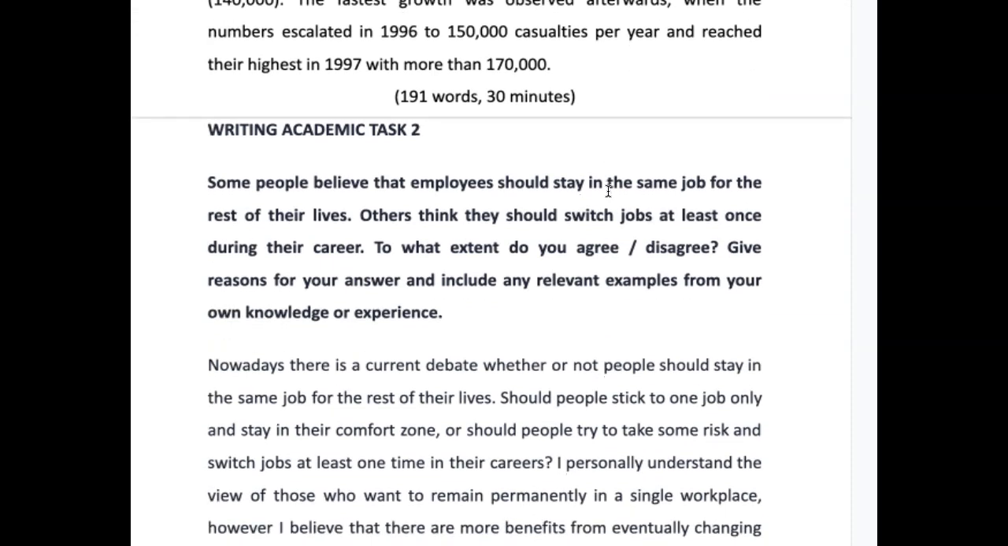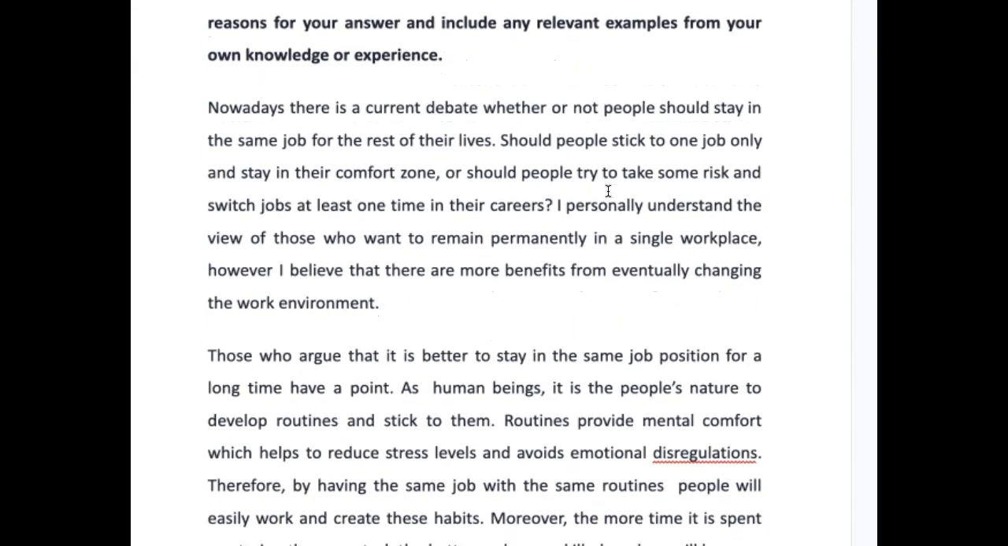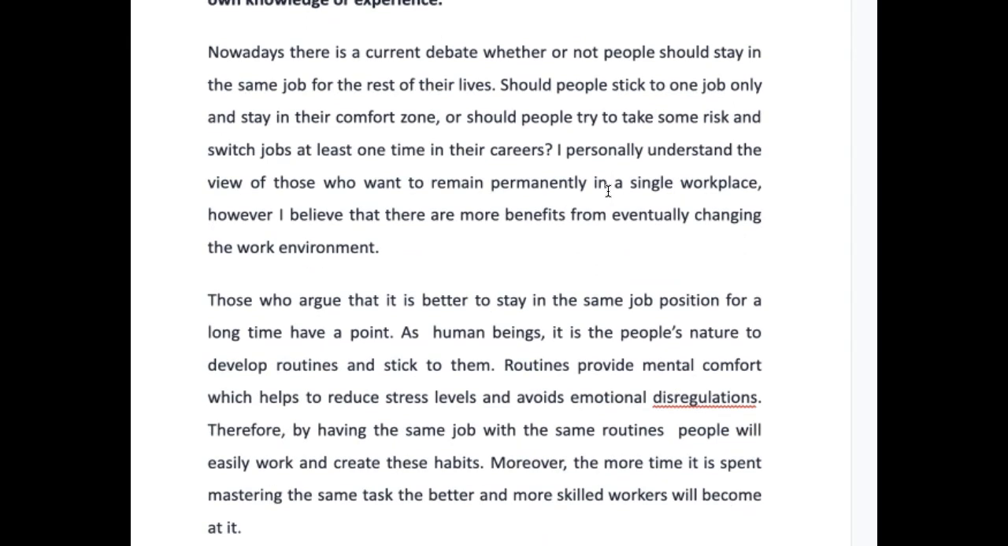Some people believe that employees, note this question. Nowadays there is a current debate whether or not people should stay in the same job for the rest of their lives. Excellent. Should people stick to one job only and stay in their comfort zone? Or should people try to take some risk and switch jobs at least one time in their careers?